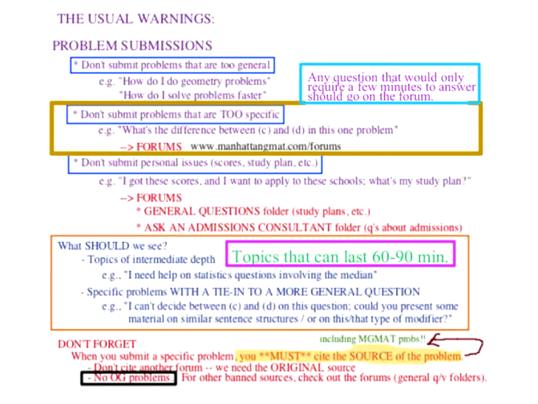Okay, problem submissions. We have a lot of stuff on the board here. Please don't submit problems that are too general or too specific. There's a basic idea that we need to have topics that we can actually use for a study hall. So topics that can actually last 60 to 90 minutes, meaning not more than that and not less than that.